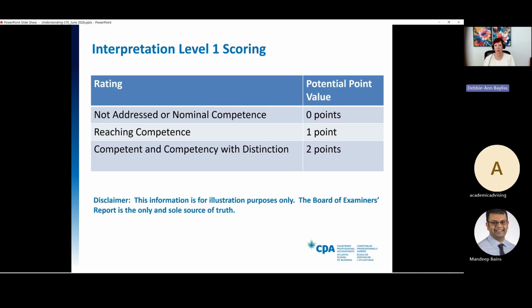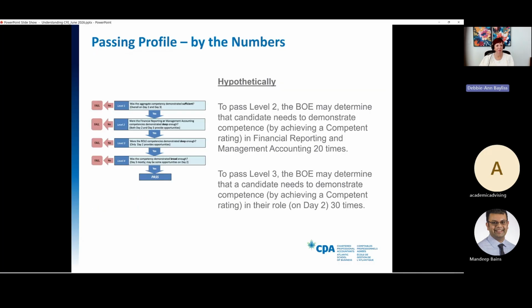So here are some valuable takeaways from this sample. There's a significant difference between reaching competent, 1 point, versus competent, 2 points. And there is no difference between receiving a competent rating or competent with distinction. So this interpretation of the level 1 scoring absolutely supports what I always say: it's critical that you complete all of the assessment opportunities to the best of your ability within the time frame you have and achieve as many competents as possible.